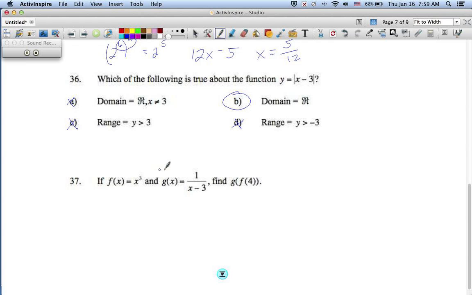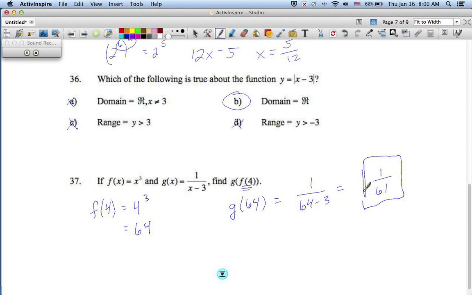So if f of x equals that and g of x equals that, find g of f of 4. So f of 4 is where I'm going to start. And f of 4 is 4 cubed. 4 cubed, 16, 64. So f of 4 is 64, so I need to find g of 64. That's 1 over 64 minus 3, which is 1 over 61.